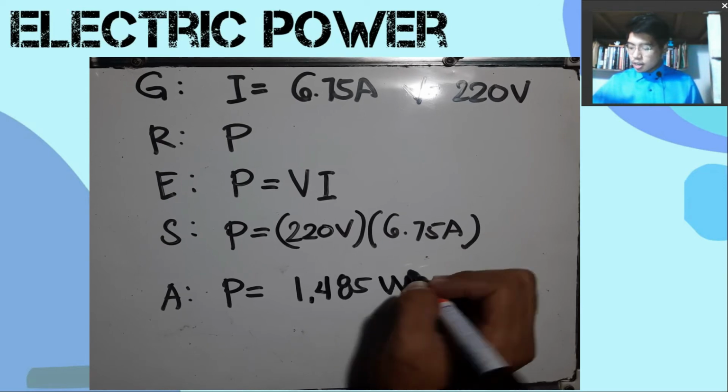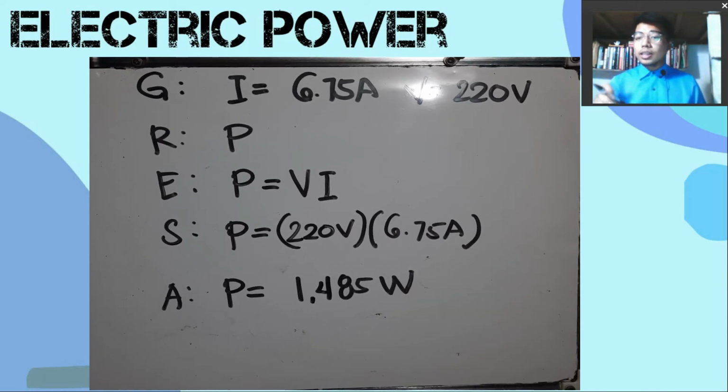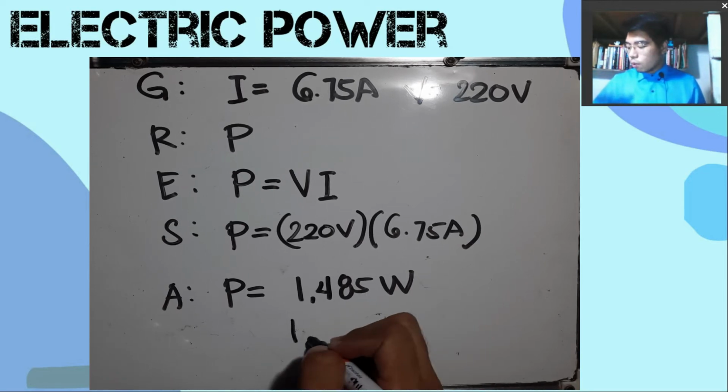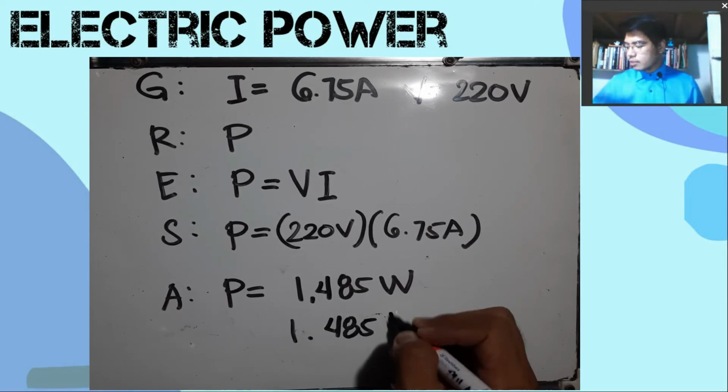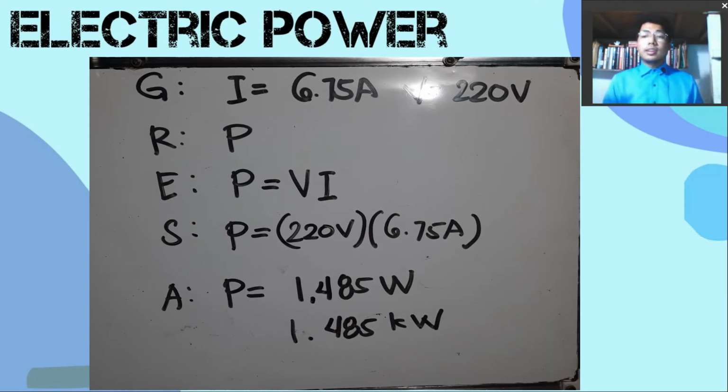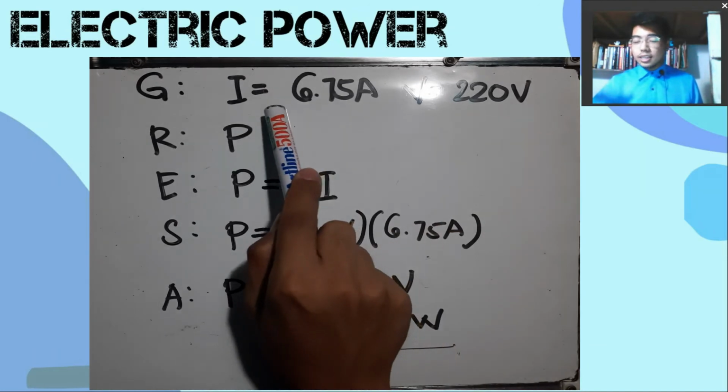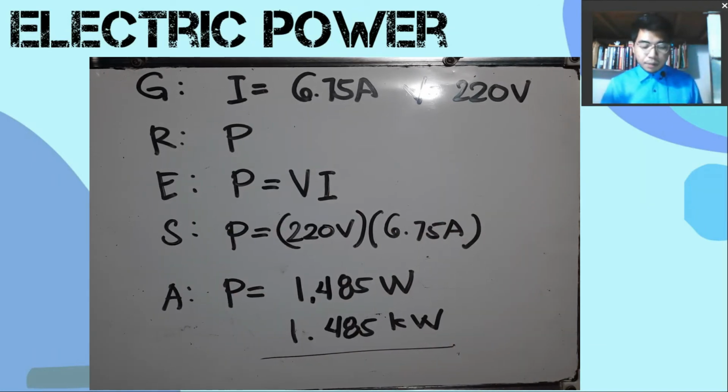1,485 watts. Or, if you're going to adopt household electricity, this is equivalent to 1.485 kilowatts. So once again, whenever we are considering household electricity, we are going to use kilowatt as our unit. So that's the thing about the first part. Once again, whenever we consider electric power, we are going to consider the voltage as well as the current. Now, on the second part of the problem: how much electrical energy does it consume if it is used steadily for 8.5 hours?